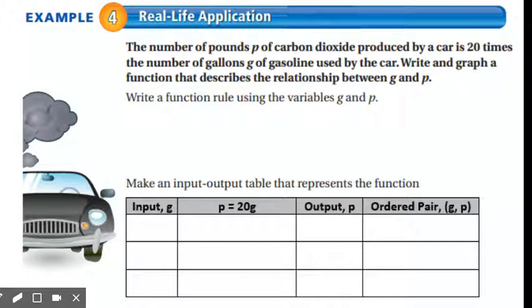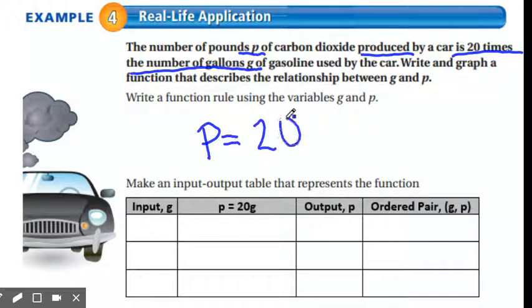So it says that the pounds produced is 20 times the number of gallons. So P is 20 times the number of gallons. All right, that's how we're going to get a function rule based on what the problem says. I've also already filled that in to your input-output table right down there at the bottom.